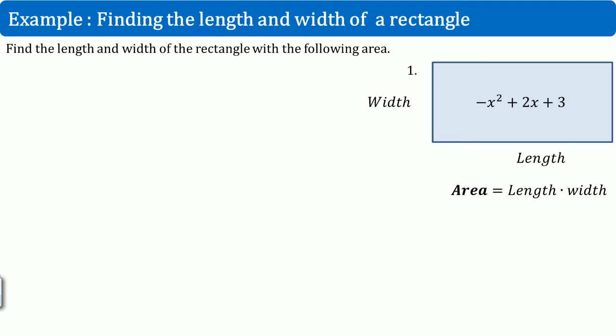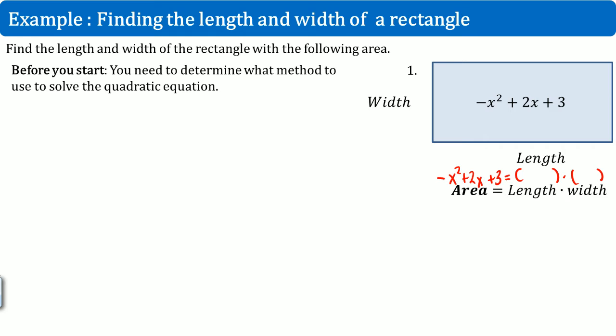So you have a problem like this. The area of this is defined by this quadratic equation of negative x squared plus 2x plus 3. That equals a length times the width. The length and the width are basically their factors. So we have to determine what method to use to solve for the quadratic equation.